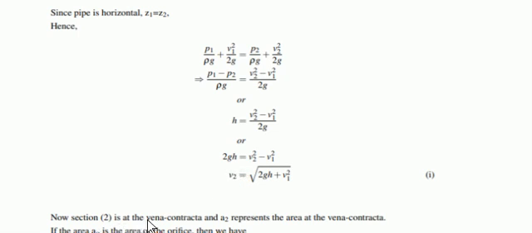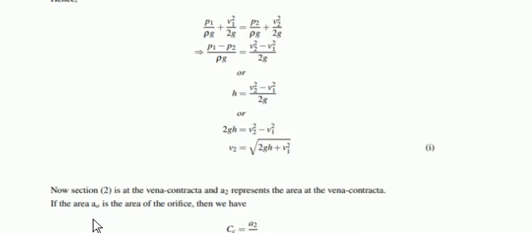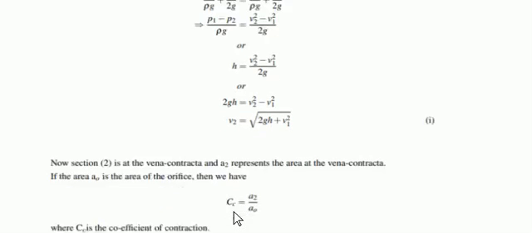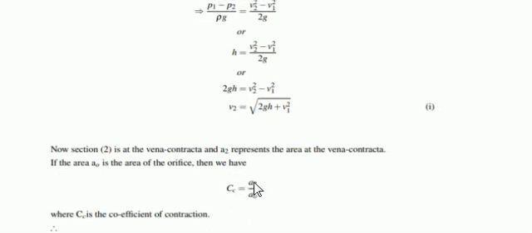Now section 2 is at the vena contracta, and A2 represents the area at that vena contracta. If A0 is the area of the orifice, then the vena contracta coefficient CC is equal to A2, the area representing the vena contracta, divided by the area of the orifice, where CC is the coefficient of contraction.